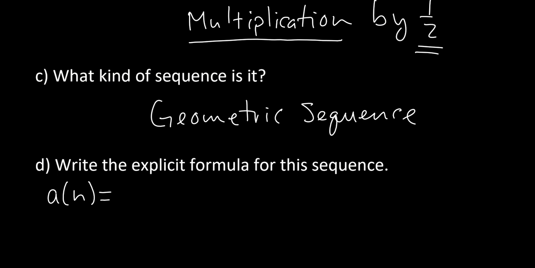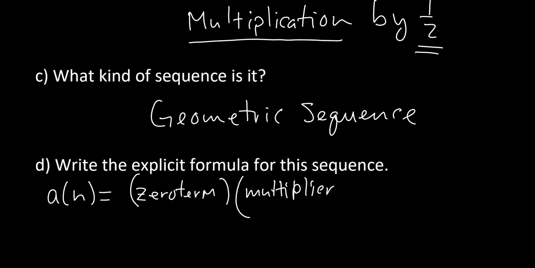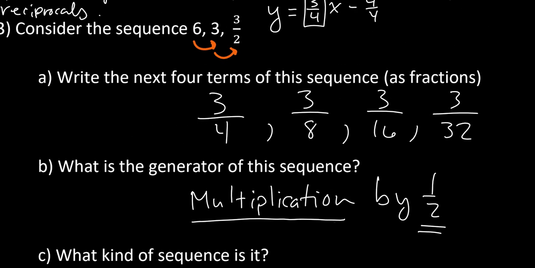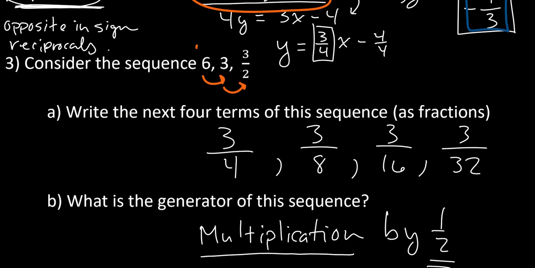I don't know what variables they use for these in our book, but I'll just write the word 0 term. So what's the 0th term of the sequence? And then times the multiplier, and then raised to the nth power. And the reason why we're doing this is, remember, exponentiation allows us to multiply by this 1/2 again and again and again and again. My first term in the sequence was the number 6.